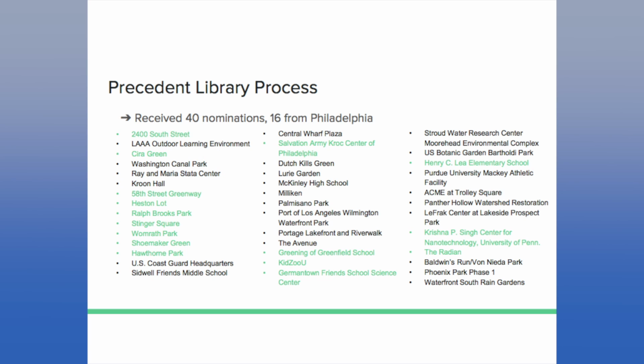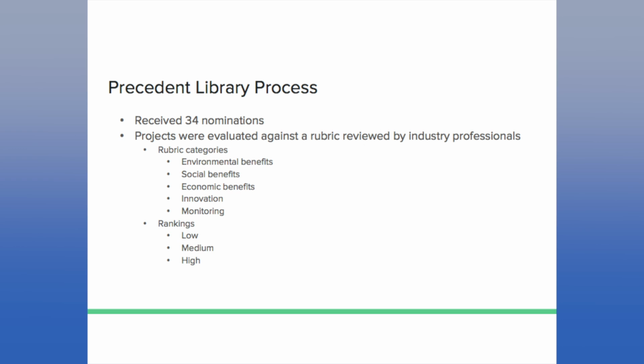And to start, we looped in folks both from the regulatory community and from industry to review this rubric, to make sure it was rigorous, to make sure it was fair, and to ensure that it was getting toward our goal of what we were trying to demonstrate with the projects that we included in the library. So the first lens that we used to look through, up at the top here, we had 5 different category areas. So again, using that triple bottom line frame, we looked at environmental benefits, social benefits, and economic benefits of each of these nominations. And we looked at innovation and monitoring data.